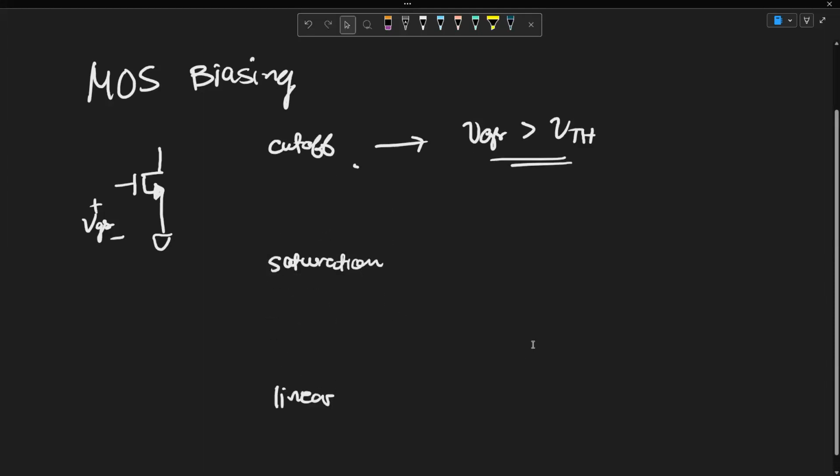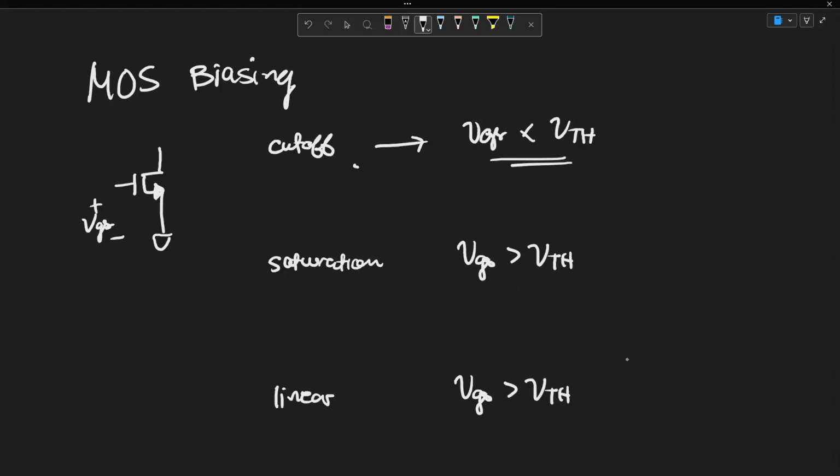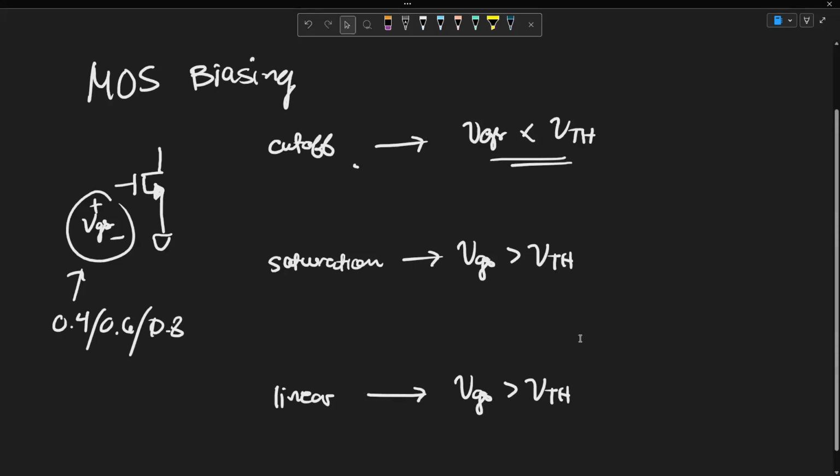For us to get into saturation, we have two conditions, no? Well, okay, for cutoff, VGS is less than VTH. For not to be in cutoff, VGS has to be greater than VTH, no? So that means this thing is kind of above 0.4, 0.6, 0.8, whichever the VTH is. They have varying threshold voltages.